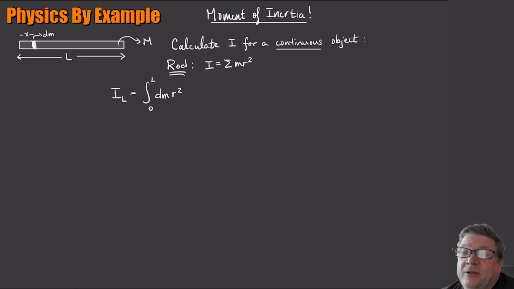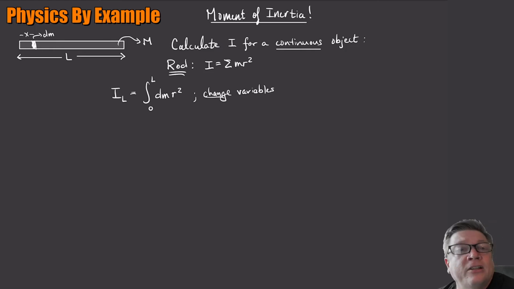Now you see the problem. There's an r squared in there, and there's dm. So there's two different variables. But what you want in calculus is to get everything in terms of one variable, so then you can integrate. So what I really want to do is change variables. What I really want to do is integrate x along that length. Maybe it'd be a little more clear if, instead of r squared, that's x squared, just the distance away from the left.